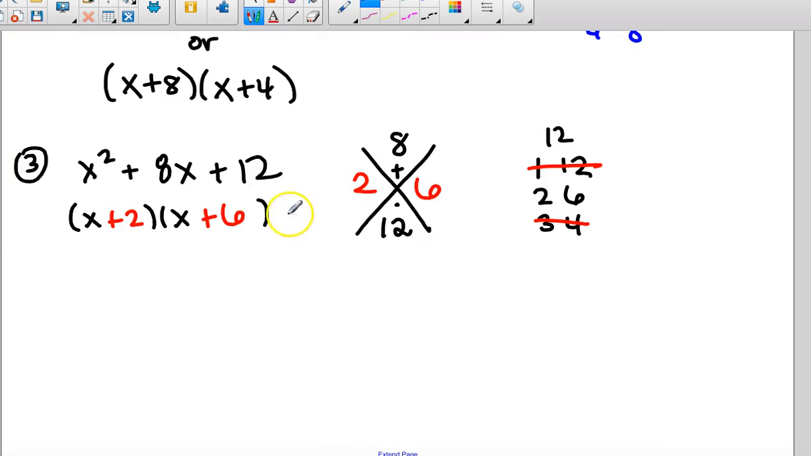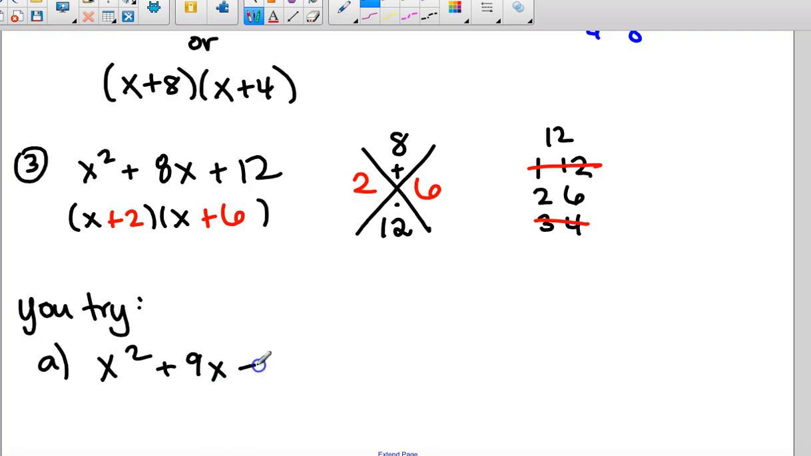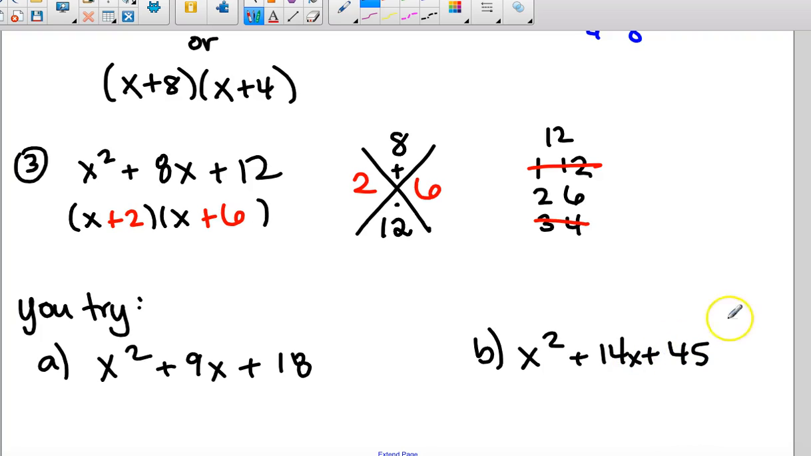All right, so I'm going to have you guys try 2 on your own. Let's do a little you try. I want you to factor both of these, and let's see how you do. So let's do A. Let's do x to the second plus 9x plus 18. And then for the second one, once you get this one done, try this one. x to the second plus 14x plus 45. Okay, so give those a go.